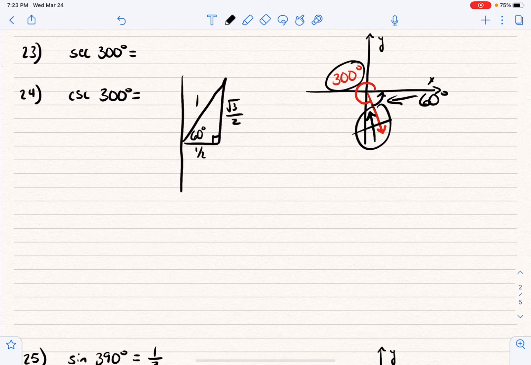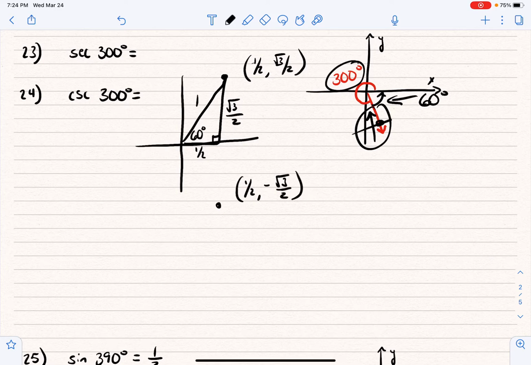Put that on the coordinate plane, and then I realize that this point right here has the coordinates 1/2, square root of 3 over 2. But I want it down here, in this fourth quadrant. So the coordinates of that point still are 1/2, but then it would be negative square root of 3 over 2. Okay, so that's my x and my y, and I know my r is 1.